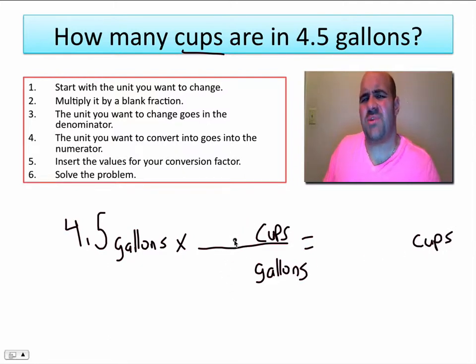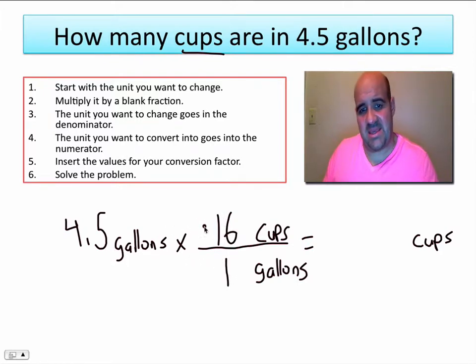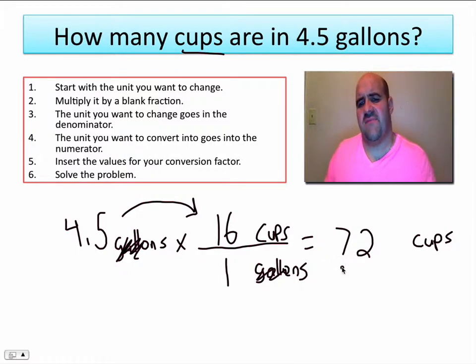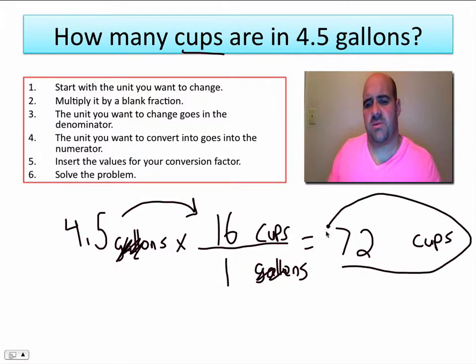I can figure this out. So sometimes you have to use Google and look up a conversion factor. It happens. But generally I will tell you that 16 cups is 1 gallon. So we have 4.5 times 16. That's going to be 64 plus 8. That's going to be 72 cups. The gallons here is going to cancel. You're multiplying across 4.5 times 16, dividing by 1. That's not changing it. Final answer, 72 cups.